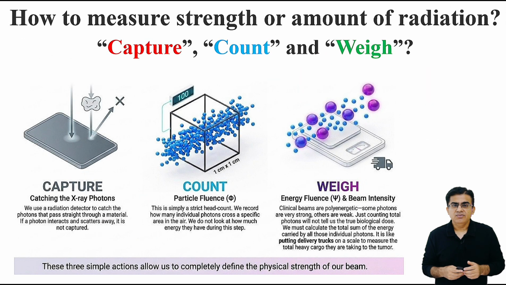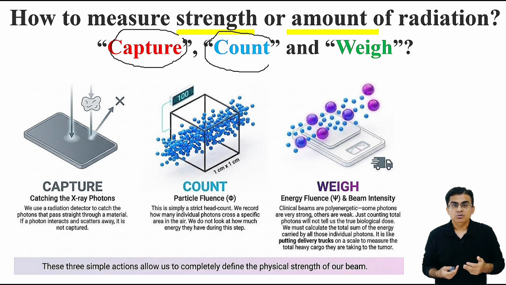We just saw that the photon beam is a massive shower of individual X-ray photons. The next immediate question which arises is how to measure the strength or amount of radiation of this X-ray photon beam. We must measure this beam properly to treat our cancer patient. I mentioned three simple terminologies to define an X-ray photon beam. These are how to capture the X-ray photon beam, how to count X-ray photons, and how to weigh these photons. But what exactly do these words mean in our daily clinical physics?